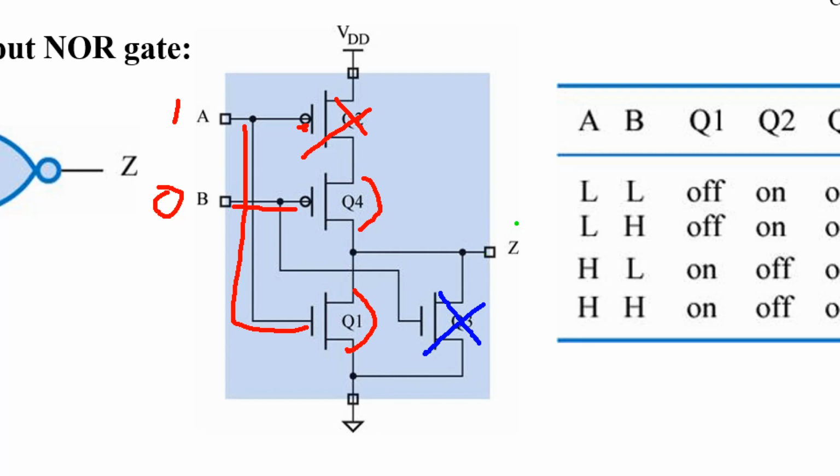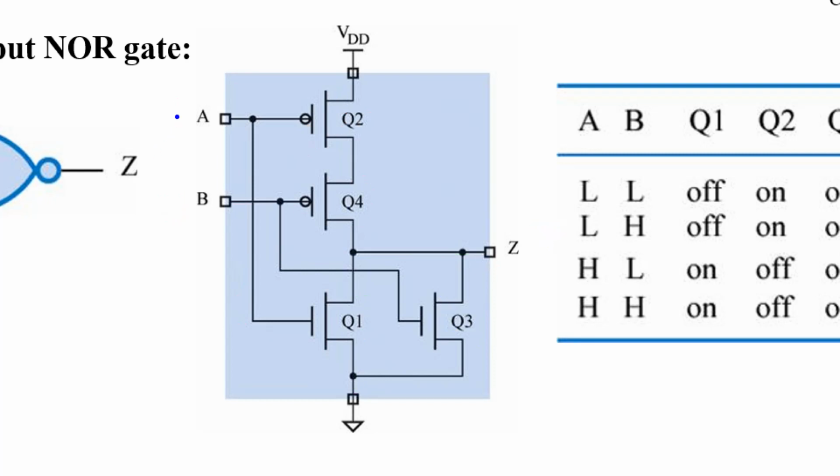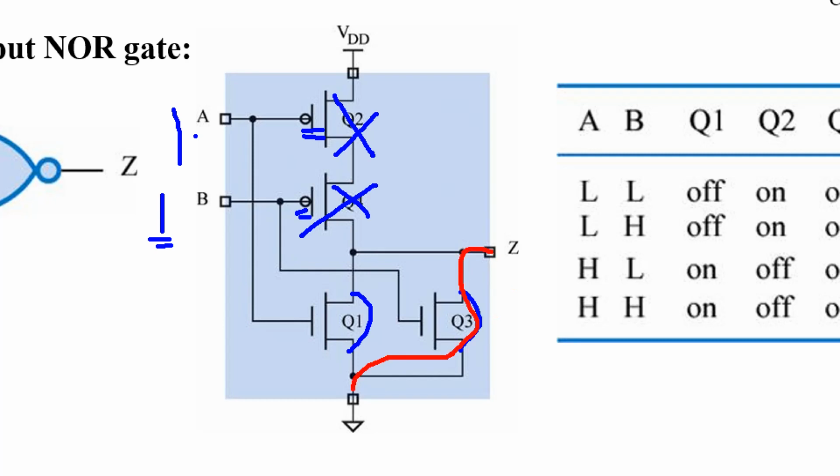So now the output Z has this path connected to ground, then output Z becomes 0. This one turns off because of active low, right? But you apply high here. This one is also active low, but you apply high, so transistor Q4 is off, and there is high here and high here. So this one turns on and this one turns on. So there are two paths that connect output Z to ground. So now output Z becomes 0.